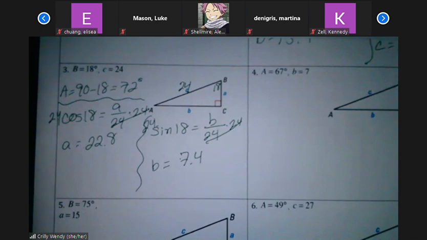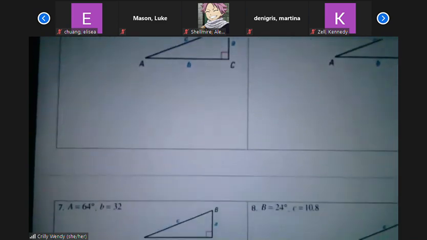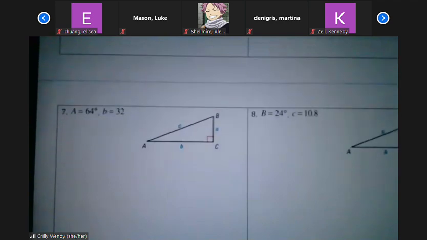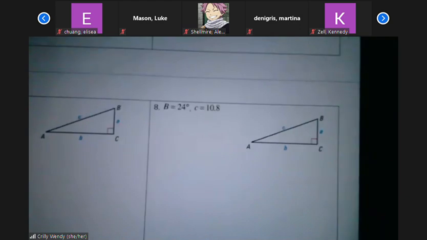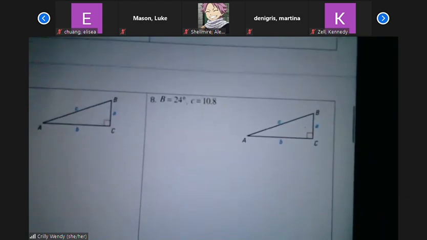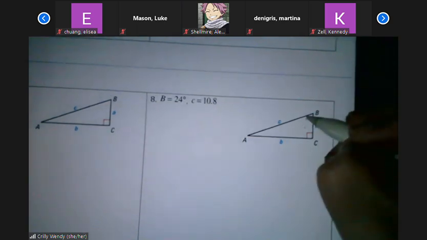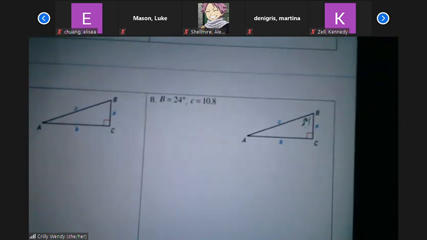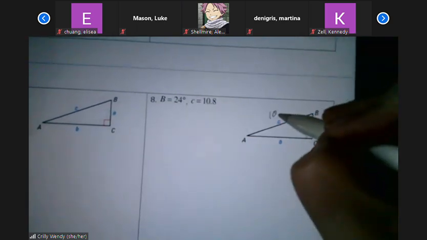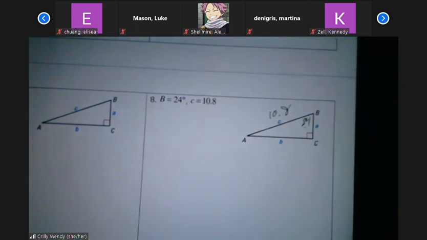And I was also asked to do number 8. And then I'm also going to do either 9 or 10, since those are the ones where you're given the two sides. Okay, so number 8, angle B is 24 degrees. Side C is 10.8.